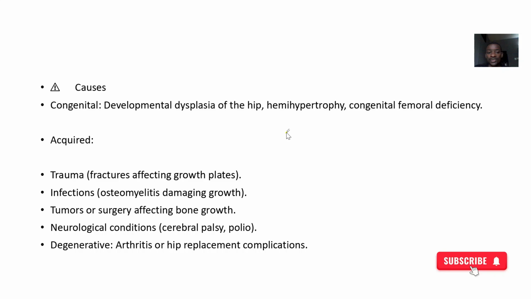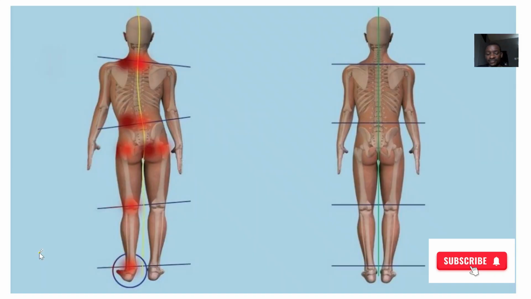Causes could be that you are born with that issue. So developmental dysplasia of the hip, hemihypertrophy, congenital femoral deficiency, all of these we are going to talk about. So sometimes you acquire it later on in life due to traumas, infections, tumors, or surgeries. They did a surgery for you, so the side effect of the surgery, neurological conditions and arthritis.